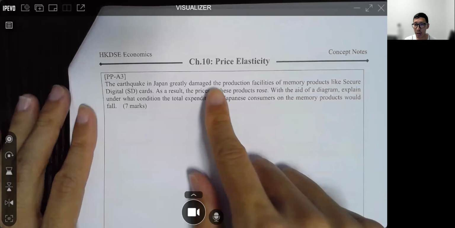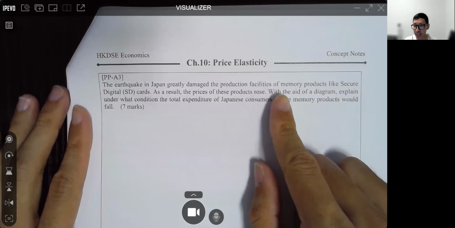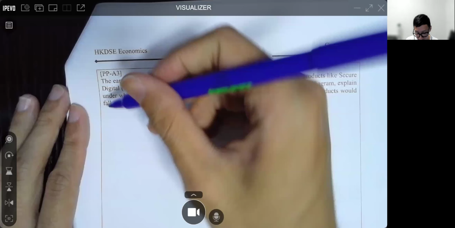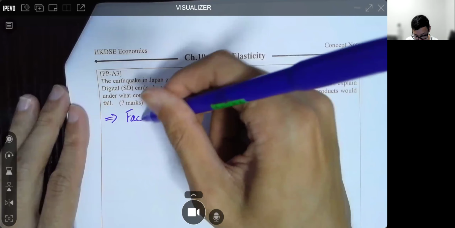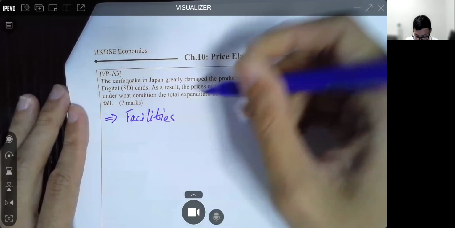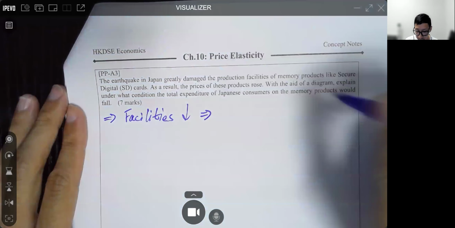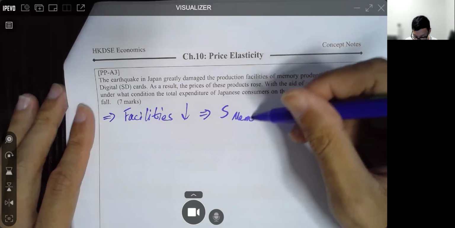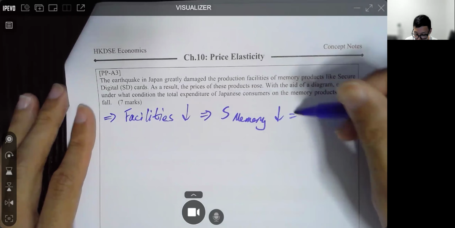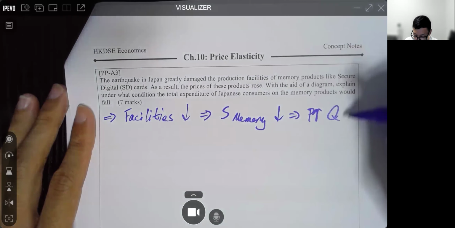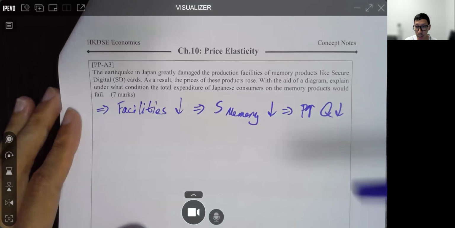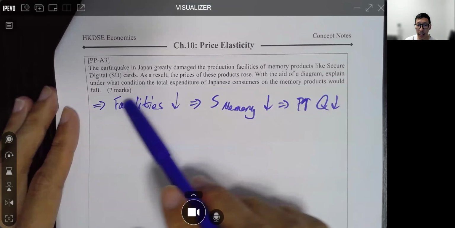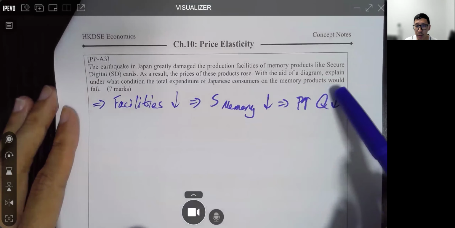Now, let's continue with the last few questions 好嘛？我哋做埋臨尾幾條啦，好嘛？嗱 here, practice paper. Earthquake in Japan greatly damaged the production facilities like SD card. OK， 嗱我哋要知道啦，我哋要解到啦。When those facilities are destroyed, then the supply of memory product would drop, meaning price would increase, quantity transacted would decrease. Okay, as a result, those price increases. With the aided diagram, explain under what situation TE would fall.